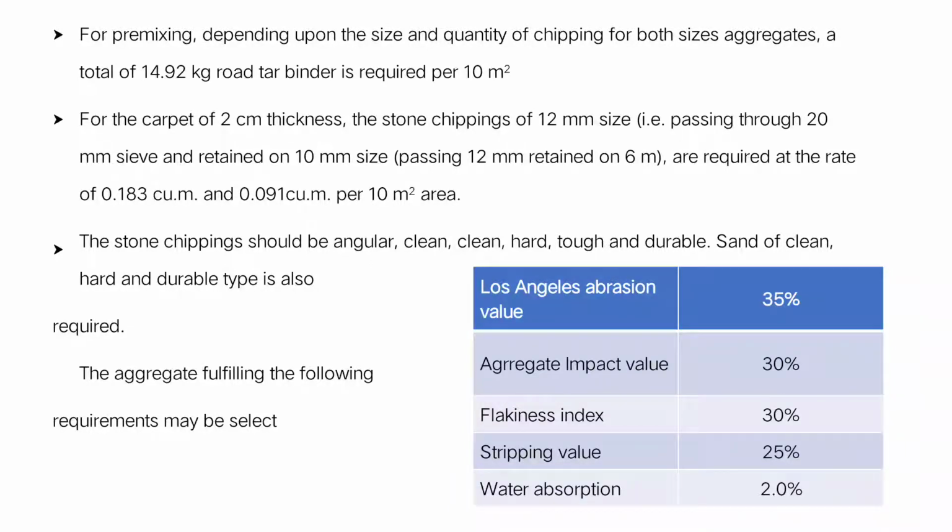The aggregates fulfilling the following requirements can be used. For this type of construction, usually the impact value of 30% maximum, Los Angeles abrasion value should be maximum 35, flakiness index maximum 30%, stripping value maximum 25% and water absorption maximum 2% is permissible.